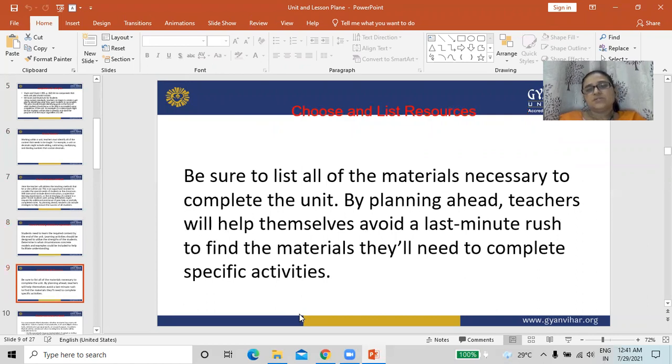Choose and list resources. Be sure to list all the materials necessary to complete the unit. By planning ahead, teachers will help themselves avoid the last-minute rush to find the materials. So this is the next component of the unit plan we discuss deeply.